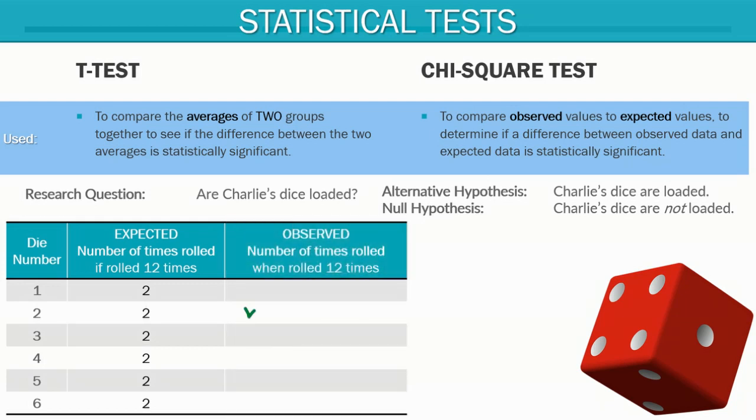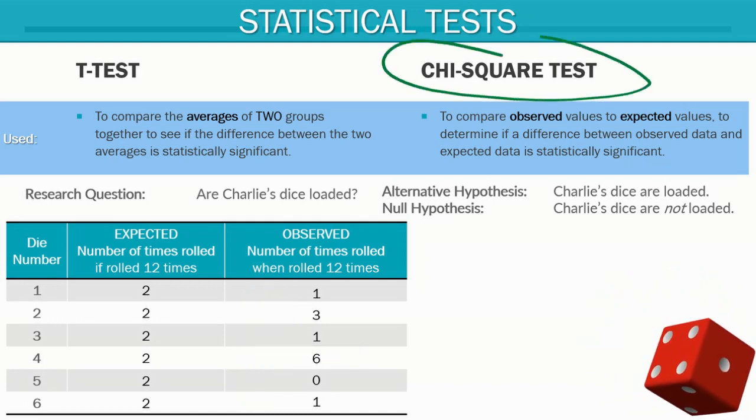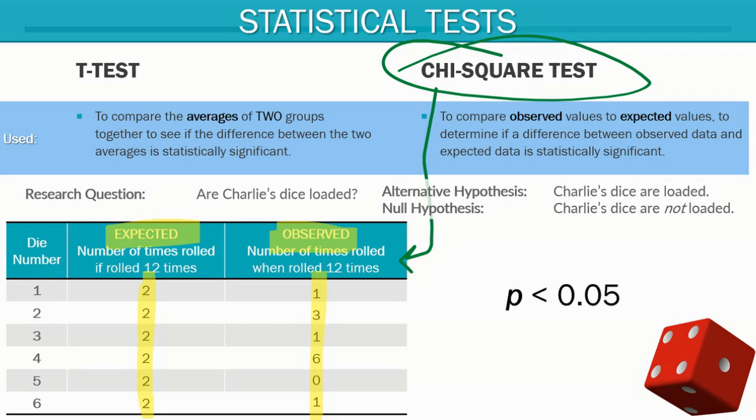Let's say on the first roll, Charlie rolls a 2, so we'll mark off 2. Then on the second roll, Charlie rolls a 6, and so on. All right, and we do this until Charlie has completed 12 rolls. So filling in the data table, we get this. From here, we could then run a chi-square test to compare our observed values to our expected values. If we get statistically significant results, meaning our p-value is less than 0.05, that means that the difference between these two data sets are statistically significantly different, meaning that it is very likely that Charlie's die was loaded.